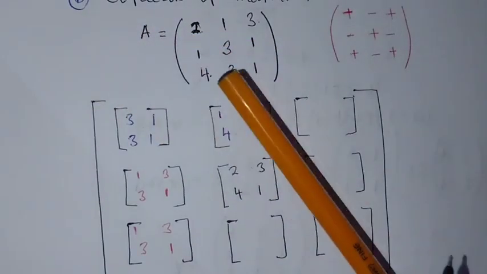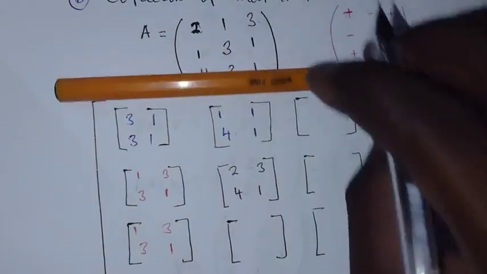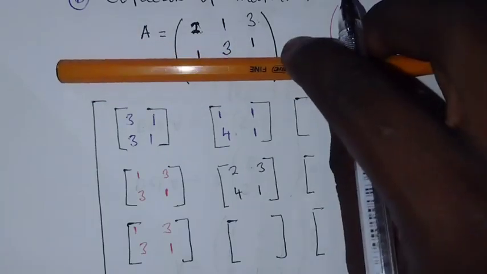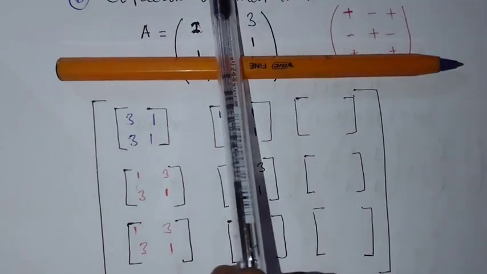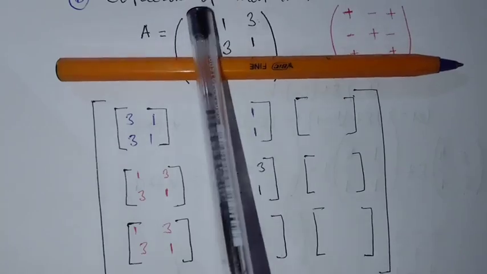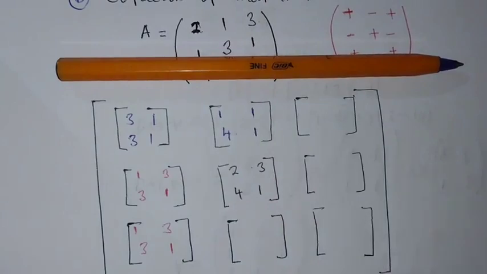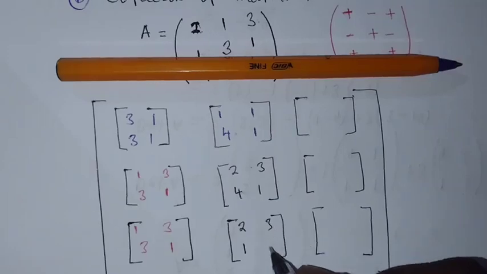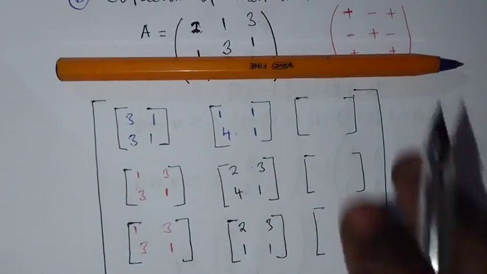Then we come to this 3 down here. When we cover the entire row like this, and we cover the entire column, which is this one, where we have 3, 1 and 3, you remain with what? 2, 1, 3, 1. I'm sure you are able to see here. So you remain with 2, 1, 3, 1 when you cover here. That's what you are going to remain with. So we are done here.